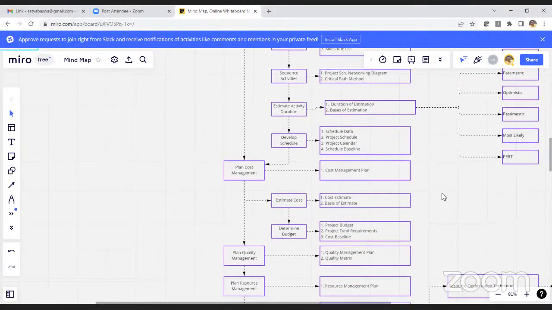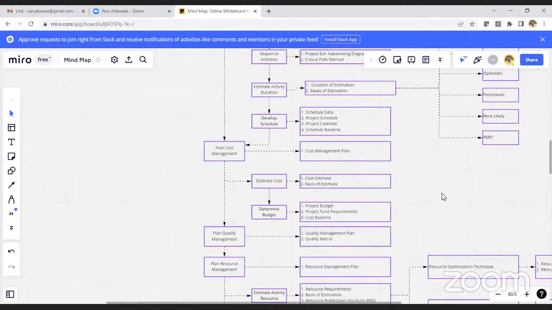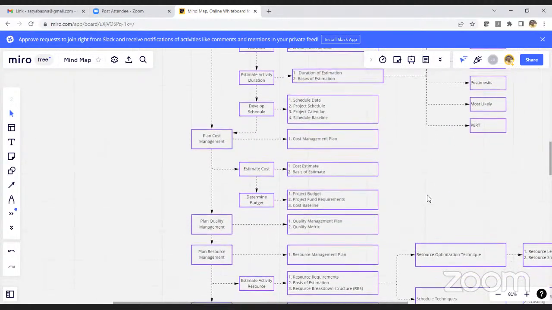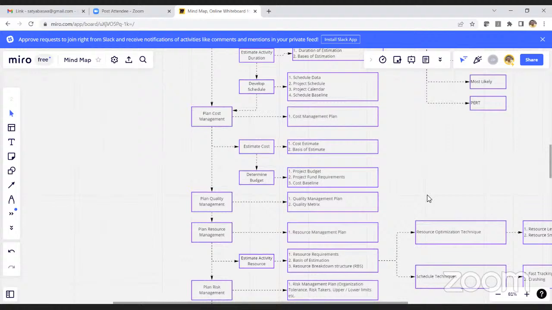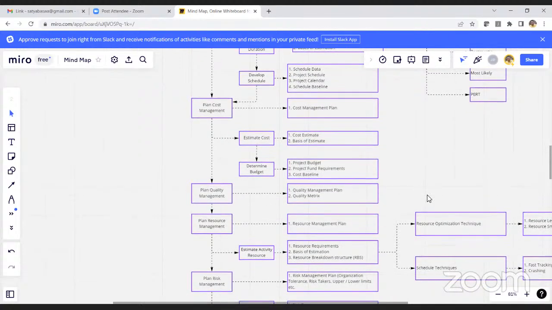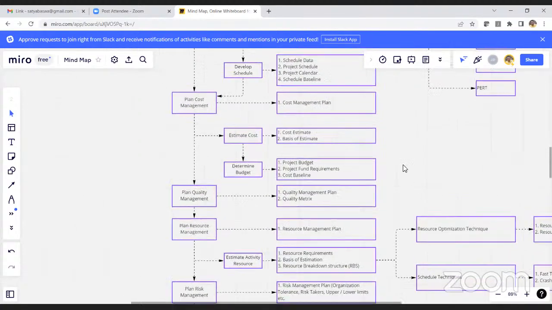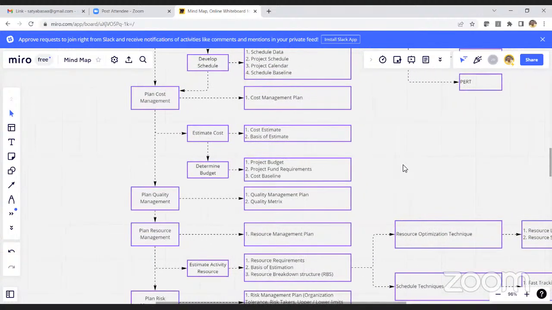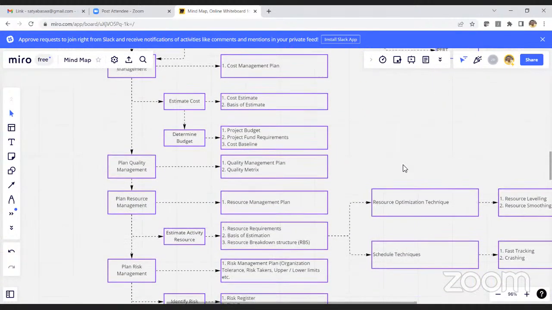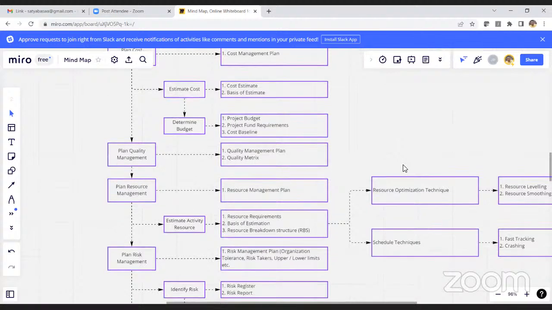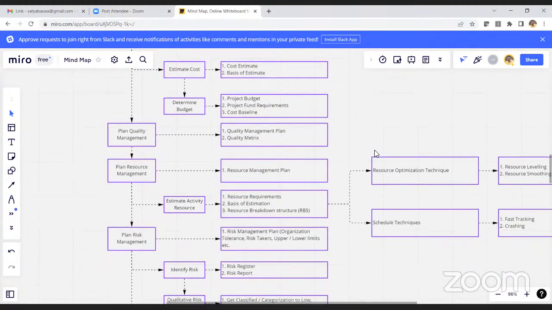Yes, I will take it. Then we have plan cost management. We have estimate costs and determine budget. In determine budget, we have the budget, project funding requirements, and cost baseline. Then we go to plan quality management, where we have a quality management plan and quality metrics. We have plan resource management, where we create a resource management plan.